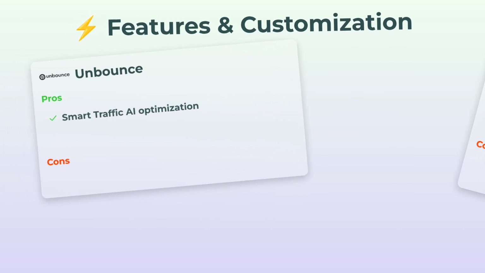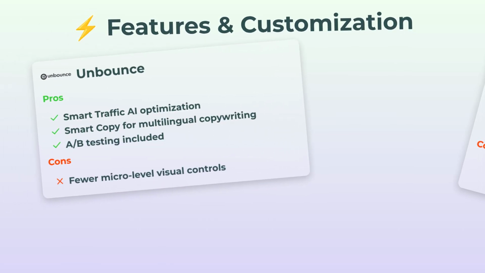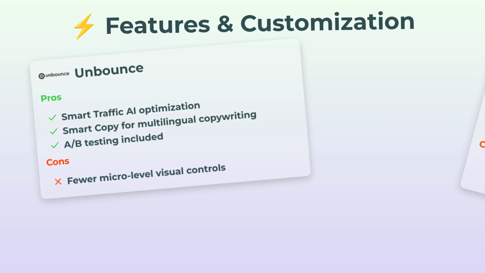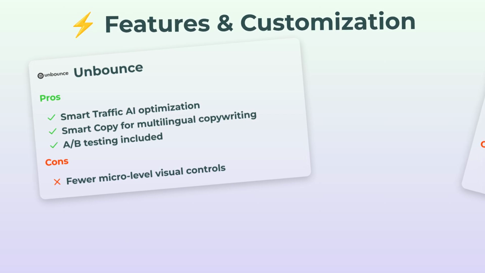Next up, features and customization. So Unbounce brings the AI guns, smart traffic for optimizing who sees what, smart copy if you want to whip up multi-language versions, and solid A/B testing baked in. But if you're fussy about every little pixel, you might feel a bit limited here.